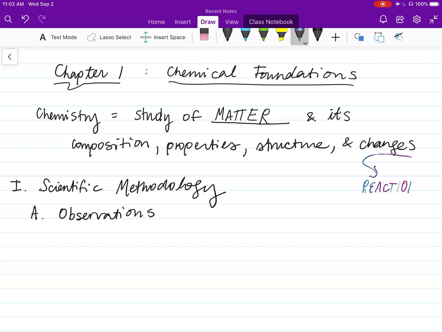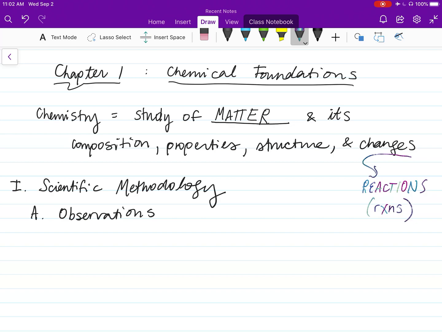So a lot of times in this class, I'll abbreviate reactions like this, just so you get used to that abbreviation. And how bonds are broken and bonds are formed is going to be a major topic throughout the 2 semesters of general chemistry. So this is what we're studying in general chemistry, matter.